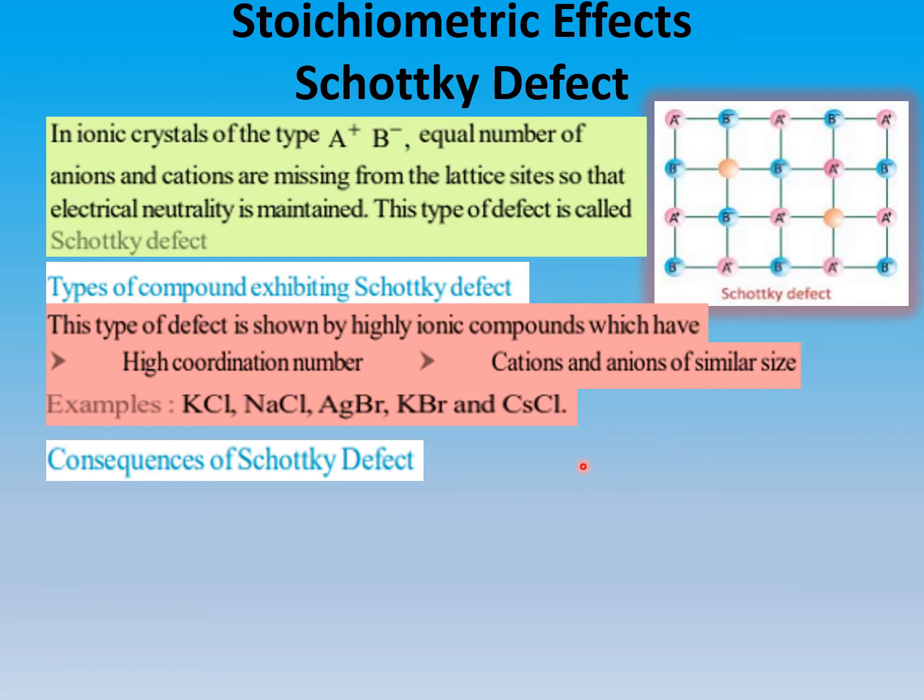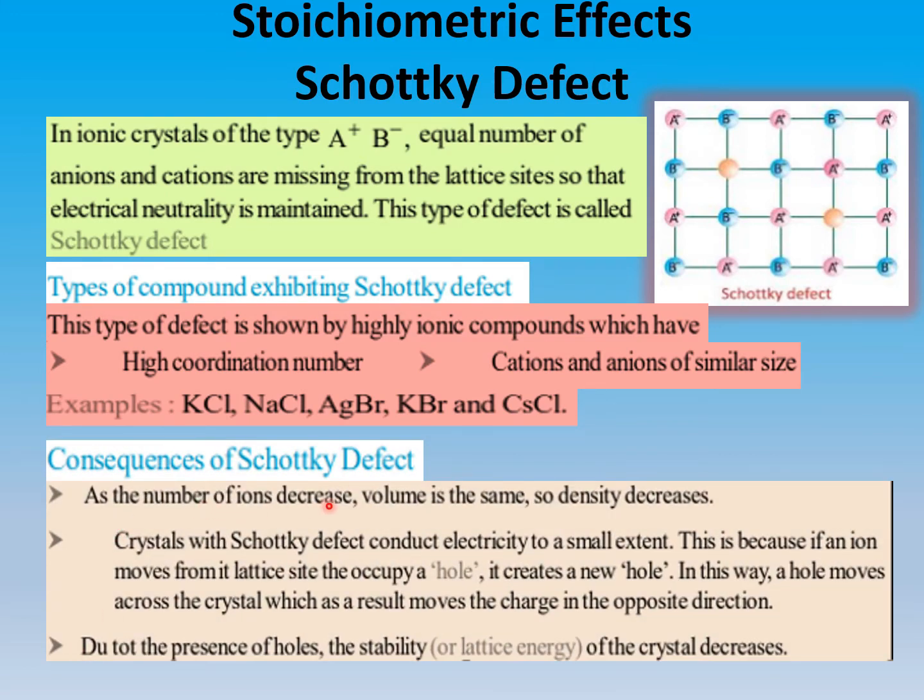And what are the consequences? If the defect is there in the lattice, what will happen? See, here both plus and minus ions are missing. So what will happen? The density decreases. The volume looks to be the same, but the mass will decrease, so the density also decreases. We'll see one by one what the consequences are.